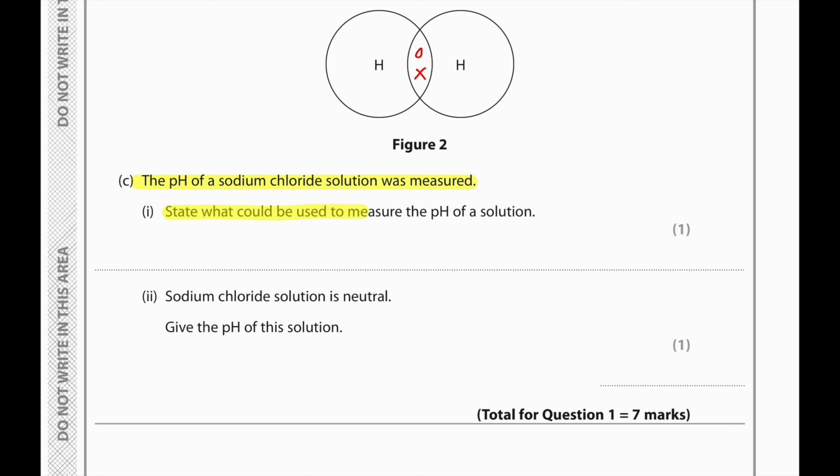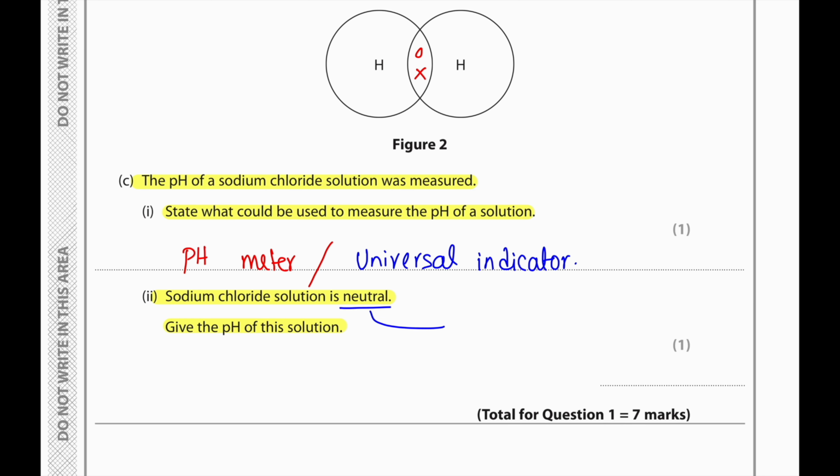The pH of sodium chloride solution was measured. State what could be used to measure the pH of a solution. To measure the pH of a solution, a pH meter is the best option. However, universal indicator can also show pH. Sodium chloride solution is neutral. Give the pH of this solution. Any solution that is neutral will have a pH of 7.